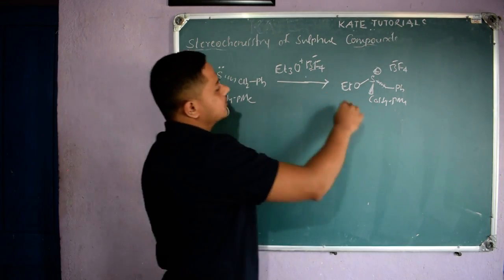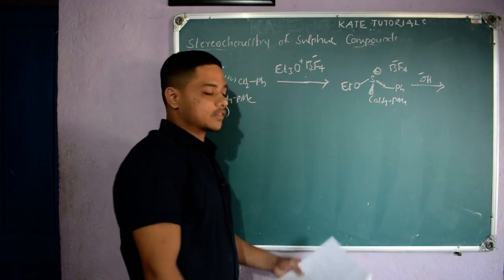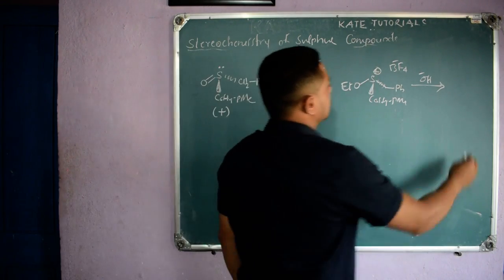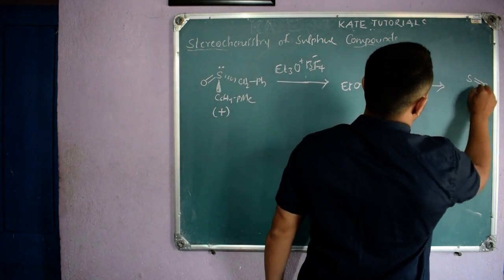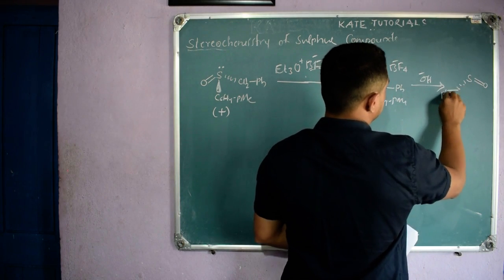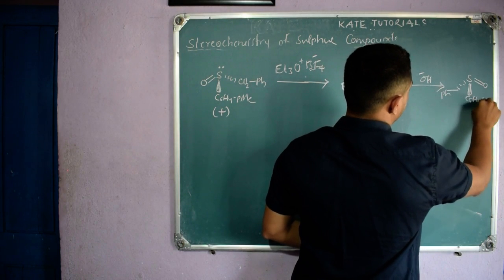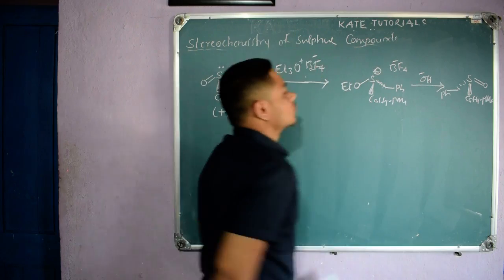Further to this, if I add any base like OH minus, that is KOH or any other base, I'll get this product. Now what happens? S double bond O, right? So it is CH2 Ph. Above the plane I'll get C6H4, with a methyl at the para position.